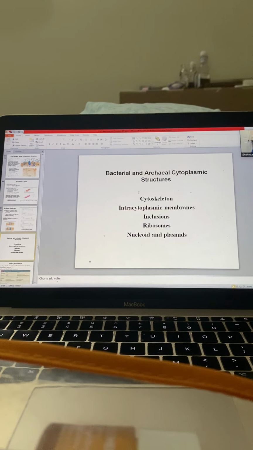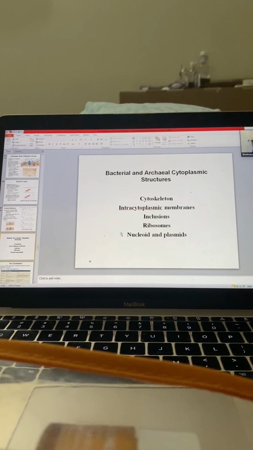And of course, there will be plasmids also. These are extra DNA units that may be present in a lot of bacteria. Plasmids have also been found in some eukaryotic cells.